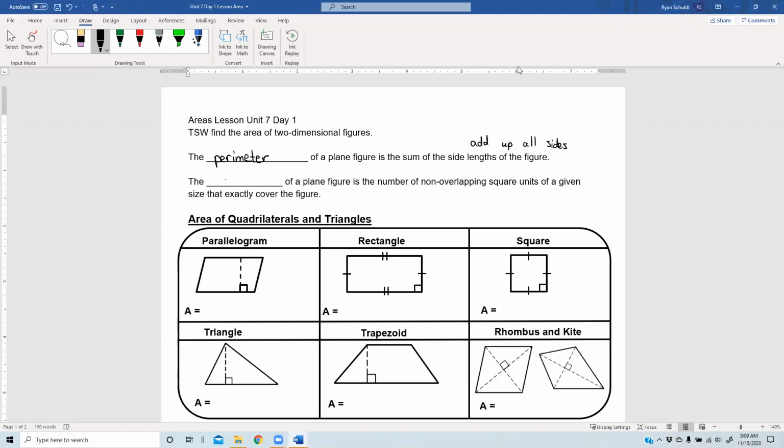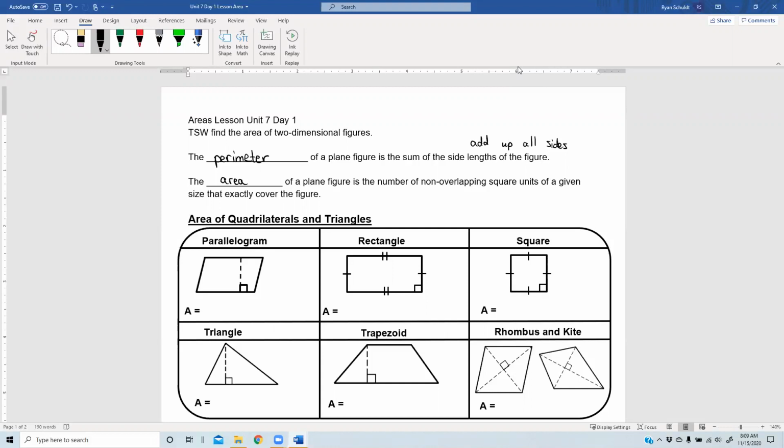The area of a plane figure is the number of non-overlapping square units of a given size that exactly cover the figure. That's the fancy term for area. The non-fancy term is how much can you fit inside. Actually, no, that's volume. Take that back.